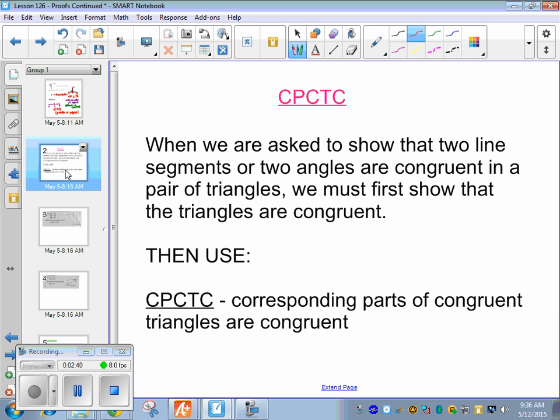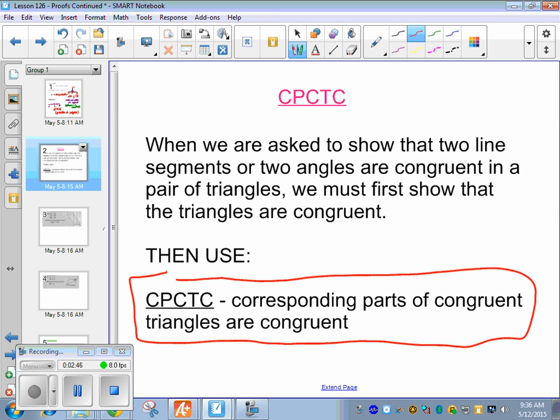Okay, the next thing that's really important is CPCTC. So I would write this down, what it means here. CPCTC means corresponding parts of congruent triangles are congruent. So once you prove the triangles are congruent by AAS, SAS, SSS, or HL, then we can state any other angle that we don't already know or any other side that we don't already know is congruent. Because once you have congruent triangles, everything is congruent in the triangle, all three sides and all three angles.